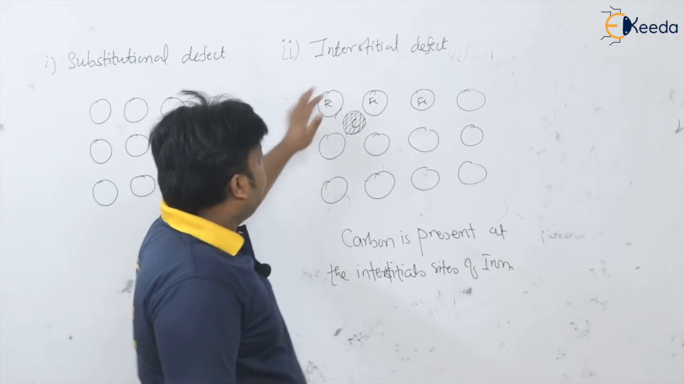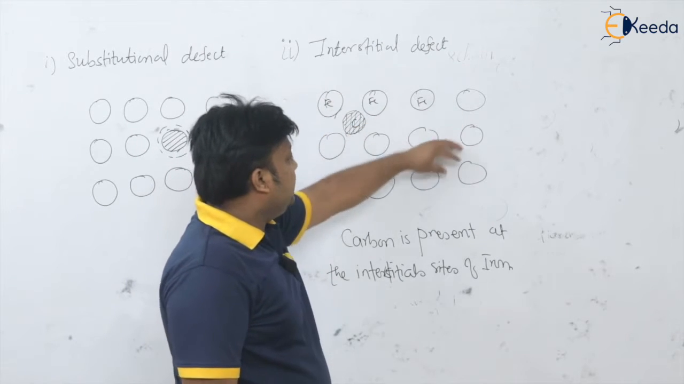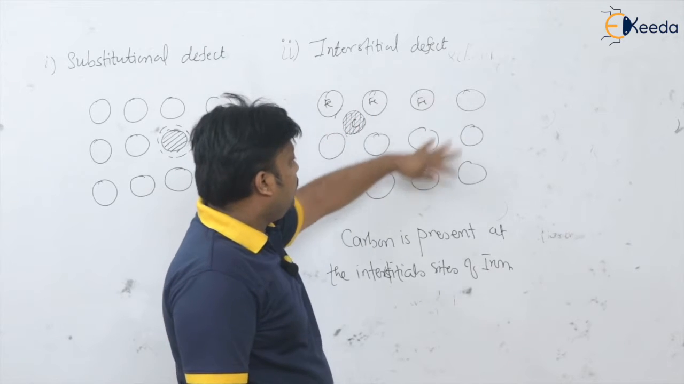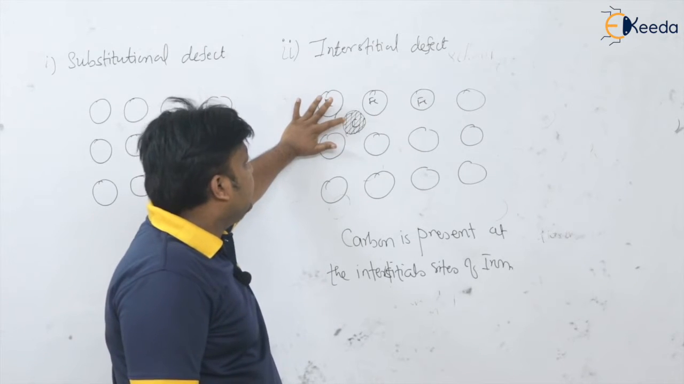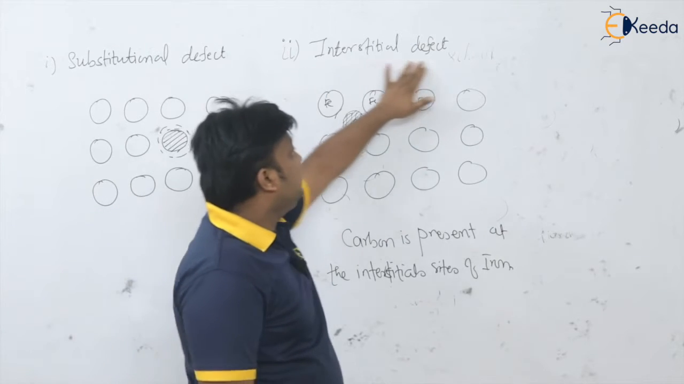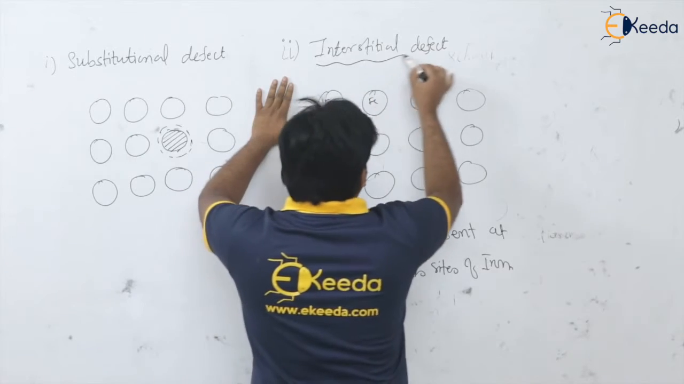So see, whenever foreign atoms come and get positioned in the interstitial voids of the host atoms, then this defect is known as the interstitial defect. Okay, substitutional and interstitial.